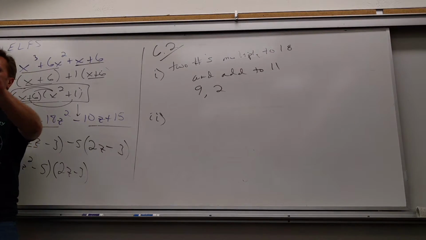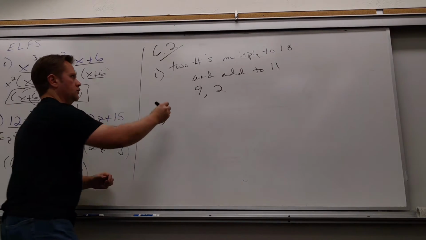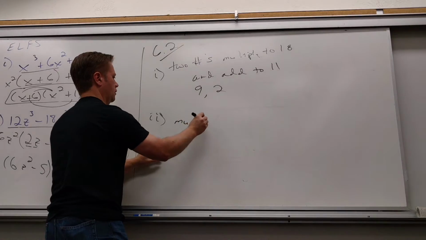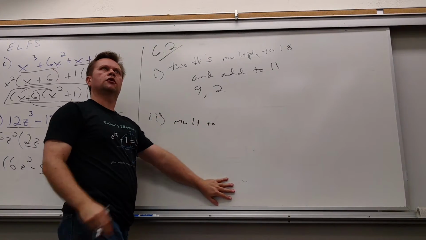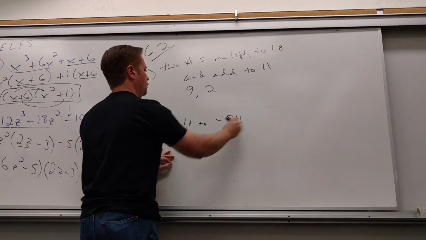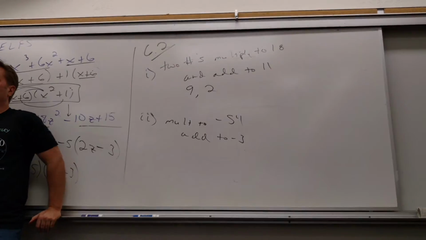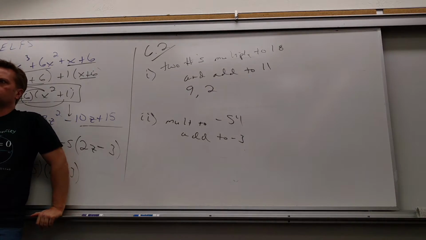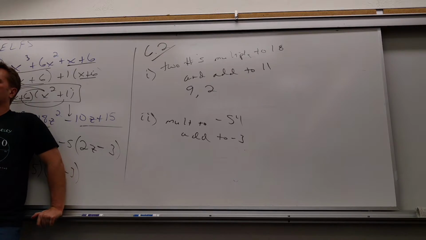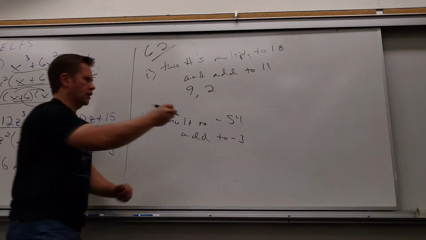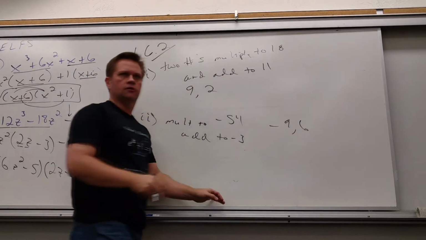Alright, let me ask you another one. And sit on this one for a little bit. Don't say it if you figure it out. Two numbers that multiply to negative 54 and add to negative 3. Don't say it if you figure it out. Think about it for a second. Okay. Does somebody know it? Yeah, negative 9 and 6.